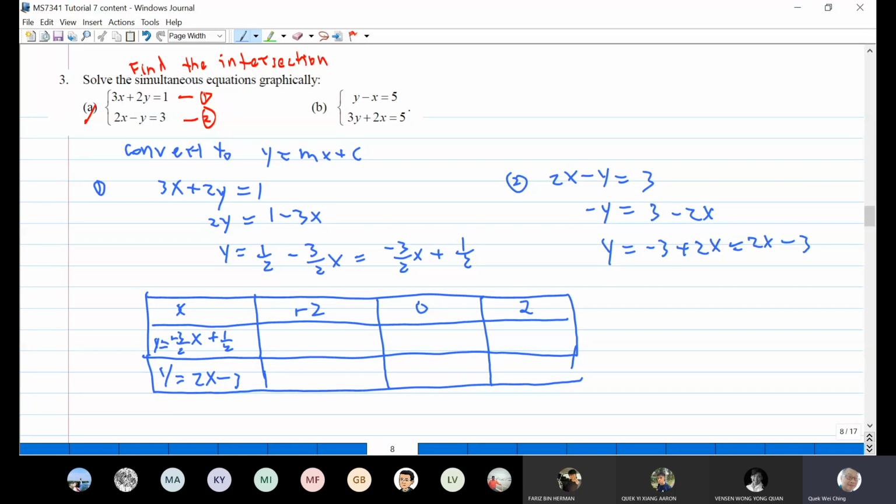Put x equal to minus 2 now. So what happened to the y, first y? When x equal to minus 2, this is actually y equal to minus 3 over 2 times minus 2 plus half. From here, you can find that this is actually 6 over 2 is 3. 3 plus half is 3.5. So this is actually 3.5 here.